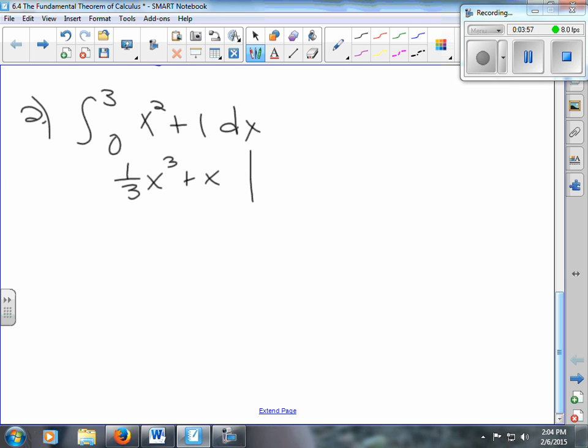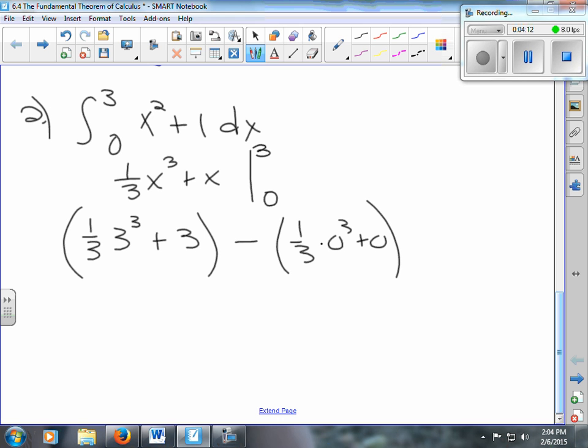So instead of doing the plus c, you're going to plug in 3 and 0, and subtract. So when I plug 3 in, I have 1/3 times 3 cubed plus 3. When I plug 0 in, I have 1/3 times 0 cubed plus 0. And then you're going to subtract those two answers. And that's the area, and it's as simple as that. So this is going to be 12. This 1/3 times 3 cubed is 9. 9 plus 3 is 12. And then all of this is, of course, 0.